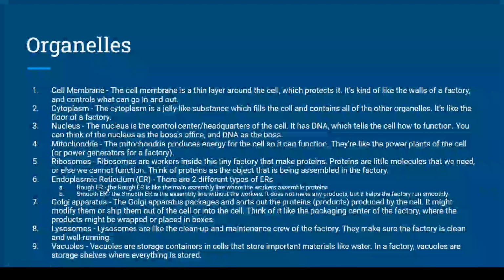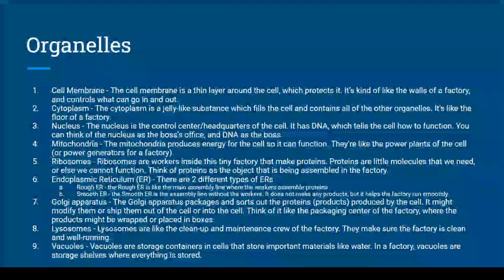Next, we have the endoplasmic reticulum, and you will typically hear it referred to as ER. We usually call it ER, and there are two different types of ER. The first one is a rough ER, and the rough ER has little ribosomes attached to it. You can think of it as a main assembly line where the workers are assembling the proteins or the products, right? So they have ribosomes attached to it, and then we have a smooth ER.